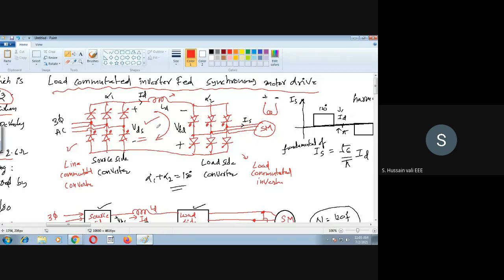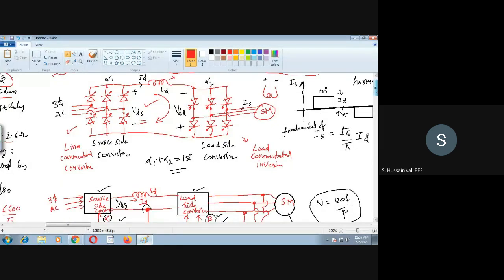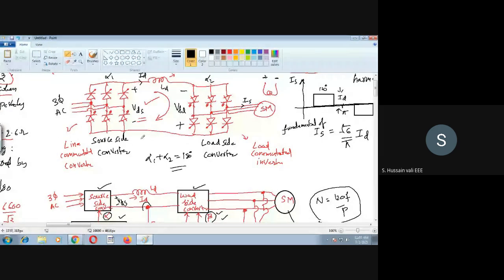So you will apply KVL here. If you apply KVL, this is plus minus, this is minus plus. So what is the answer you will get? We'll write the KVL equation here. What is the KVL equation? VDS plus VDL is equal to ID into RD, since he has given some resistance of this inductor, which I will put here as RD. Yeah, this is the KVL equation.